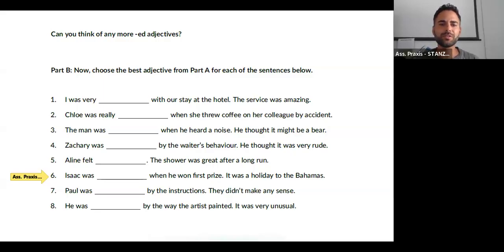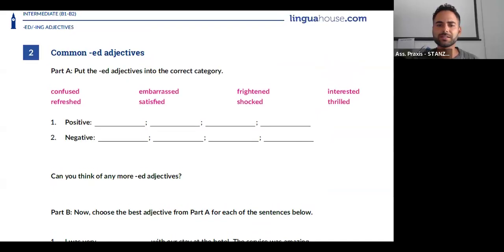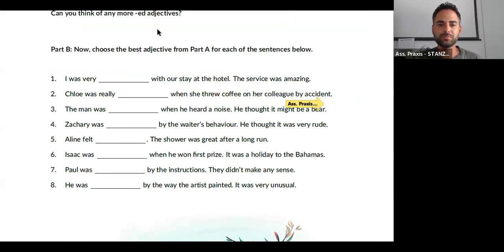What's a synonym for excited here? We looked at these 8 verbs earlier. So you know that thrilled means excited. So Isaac was thrilled when he won first prize. It was a holiday to the Bahamas.